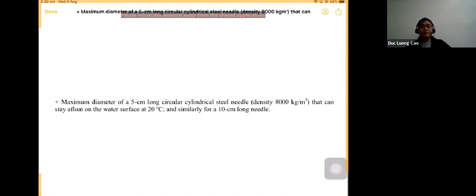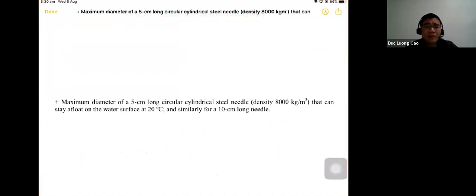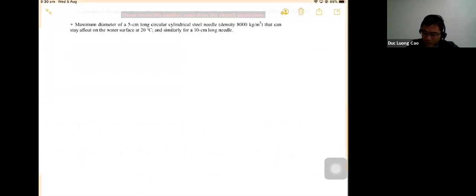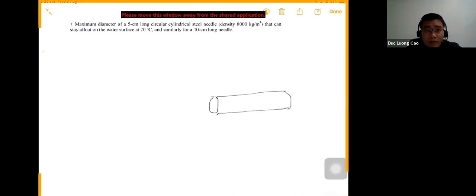And similarly for a 10 centimeter long needle. You have this question, you have a needle, and then stay afloat on water surface. And why is this one staying afloat on water surface? How many forces apply to this one?